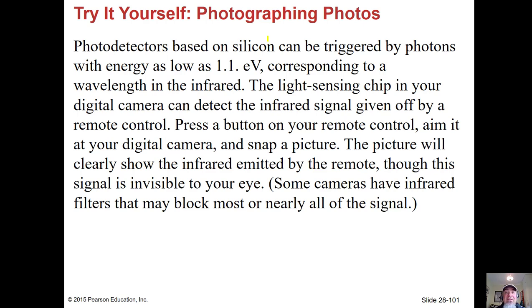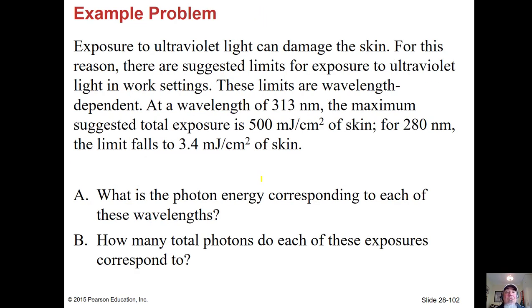So photodetectors based on silicon can be triggered by photons as low as 1.1 eV. So this is in the infrared. The light sensing chip in your camera can detect infrared signals given off by a remote control. So if you press the button on a remote control, aim it at your camera, take a picture, you'll clearly see the infrared emitted by the remote. You can't see it with your eyes, but your camera can do it. It can pick up infrared sometimes. Okay, good. So pretty cool.